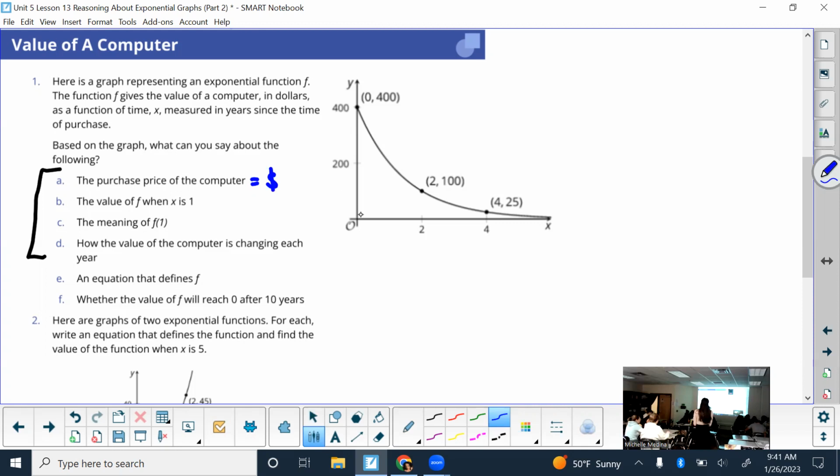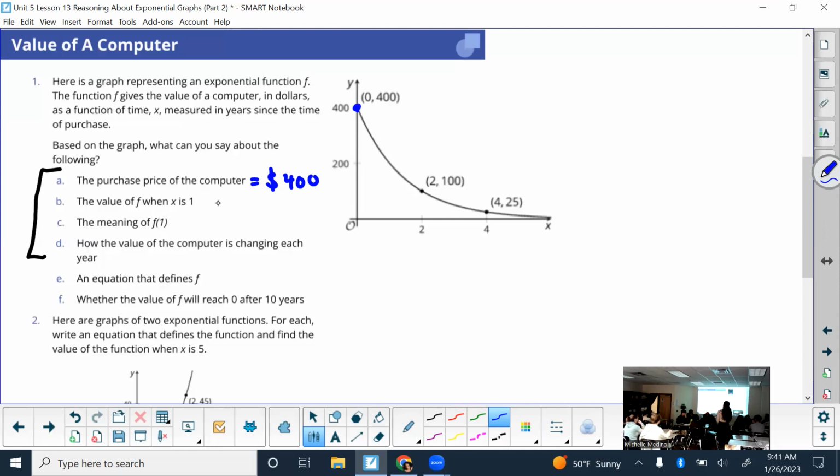So you think they bought the computer for $0? So then where did it start? What was the original price of the computer? 400. 400, good. Where do I look for that? On the y-axis, where it touches the y-axis is your starting amount. When x is 0, that's your starting amount. So 400 is the original purchase price.